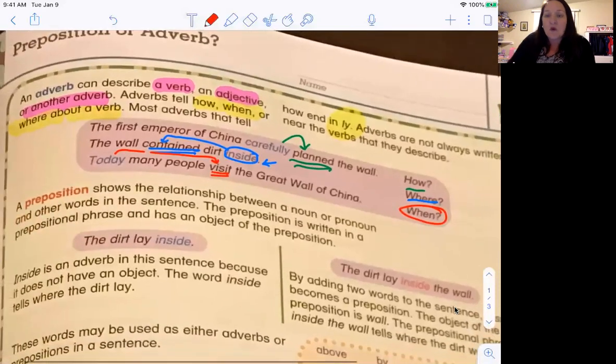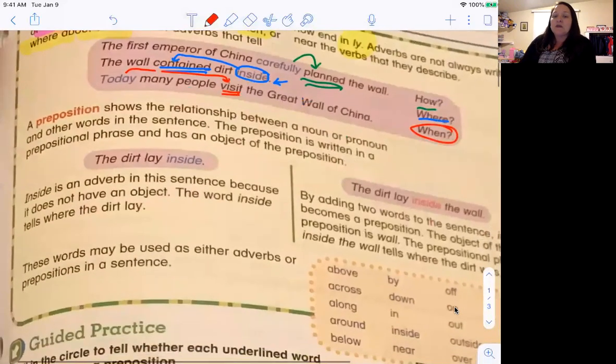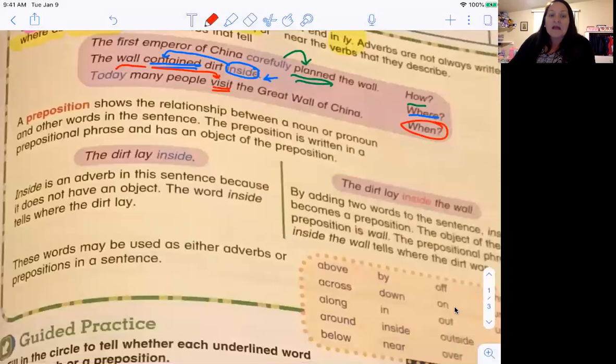Let's just do a little review on what adverbs do. A preposition shows the relationship between a noun or pronoun and other words in the sentence. The preposition is written in a prepositional phrase and has an object of the preposition. The dirt lay inside. Then we have the sentence that's right next to it. The dirt lay inside the wall. Well, inside is the same word, but guess what? One is a preposition and one is an adverb. See if you can tell which one is which. Give you a second.